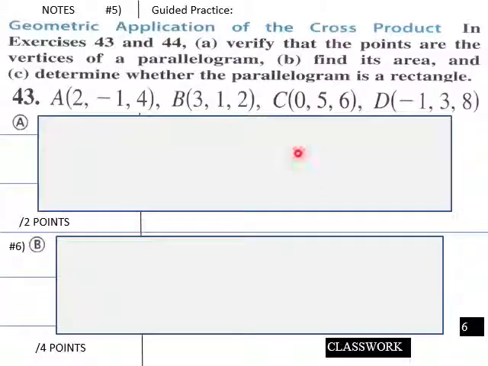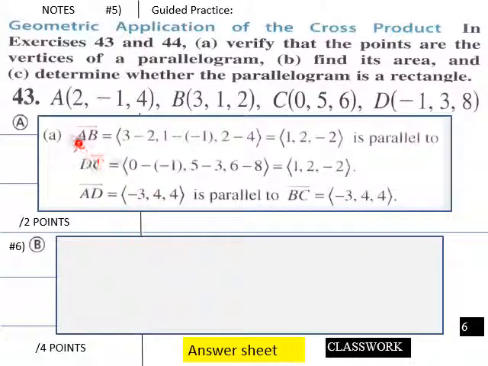Isn't that cool? So let's try one here. And in these exercises, we have A here, we have B here. A is verify that the points are the vertices of a parallelogram. And then B, find its area. And C, there is a C part, determine whether the parallelogram is a rectangle. So this is guided practice.